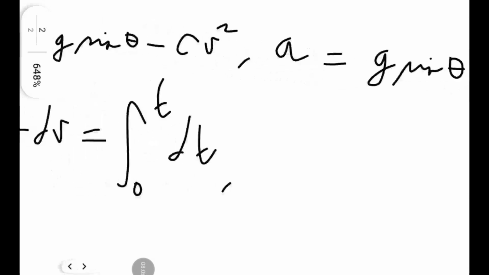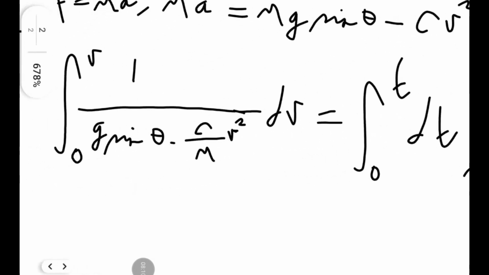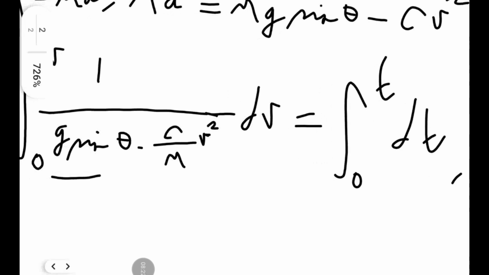Now, right now it's quite messy. We don't want to have it in that form, otherwise you're going to have a lot of square roots and complicated variables. It's getting very messy. So what we're going to do is divide everything by g sine theta, only on this side. We're going to divide everything by g sine theta.